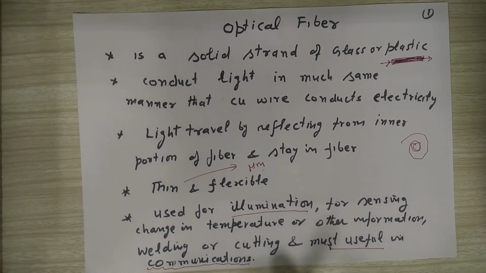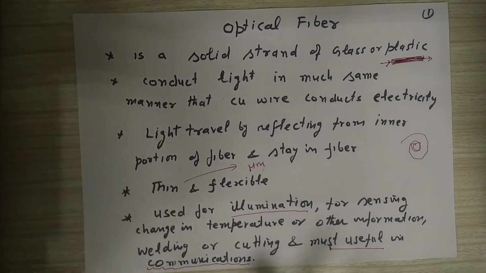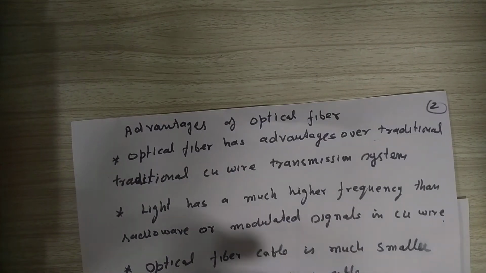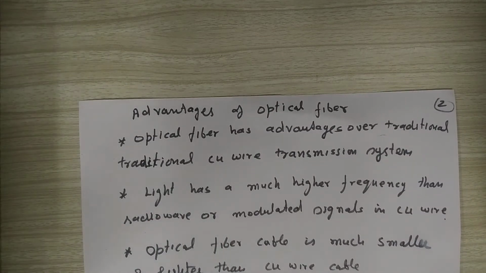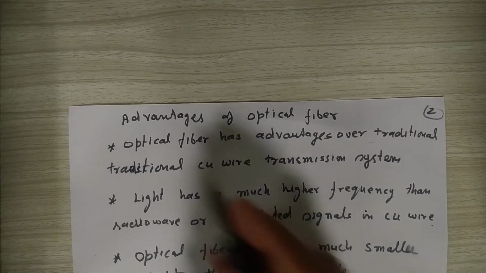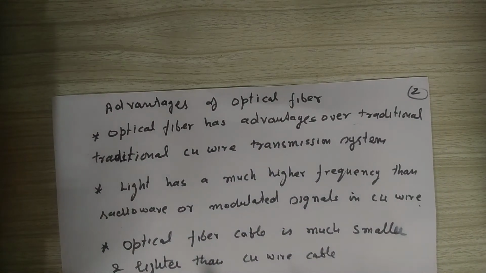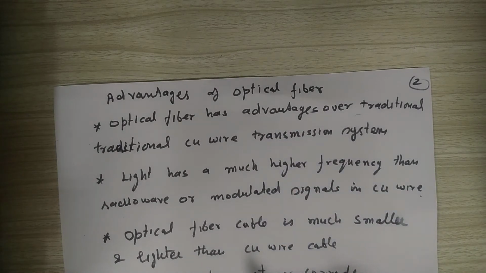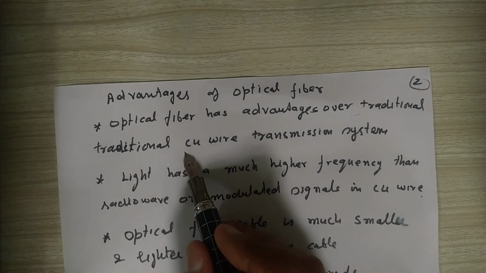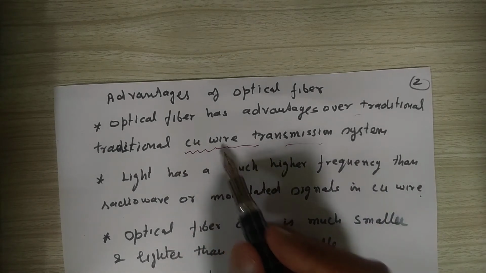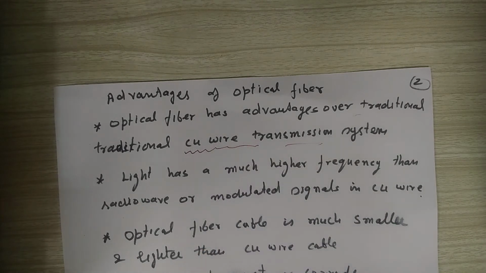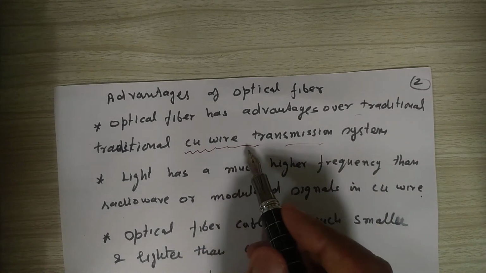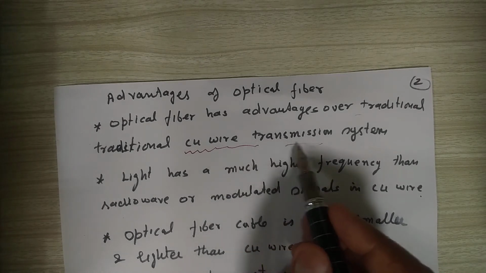And now we will discuss the advantages of the fiber. Because generally we use this for communication purposes, and we know that in earlier days our communication system was based on the copper wire transmission system. So this is our traditional communication system, which is based on this.